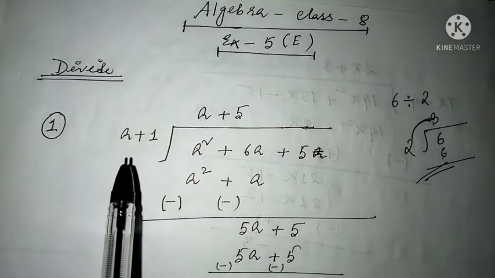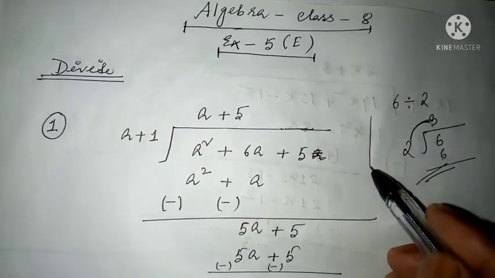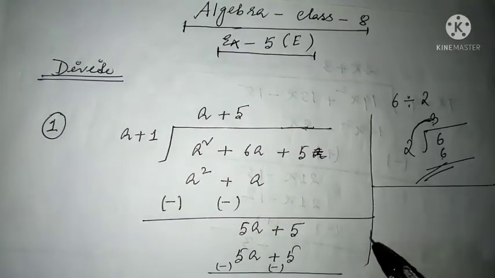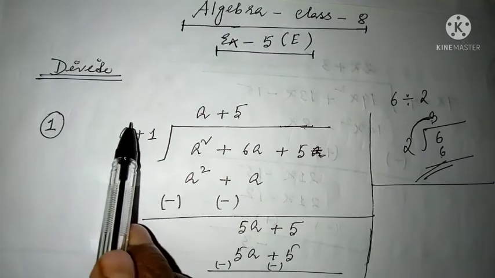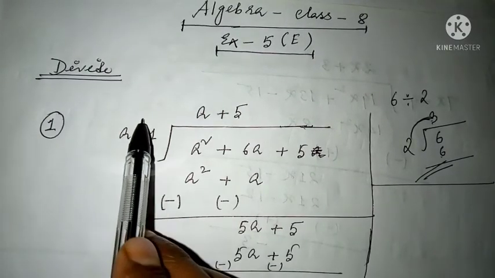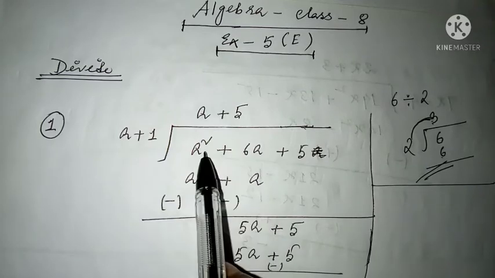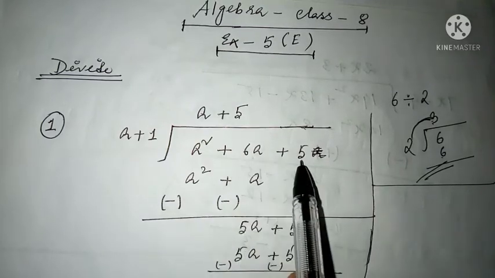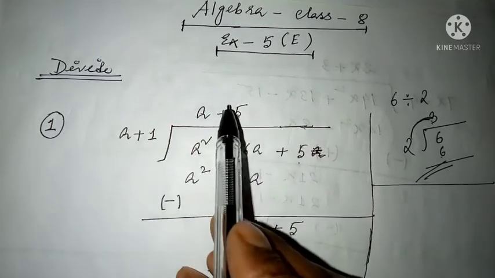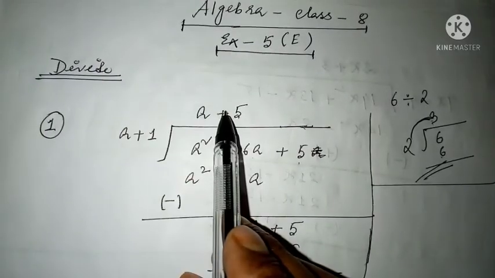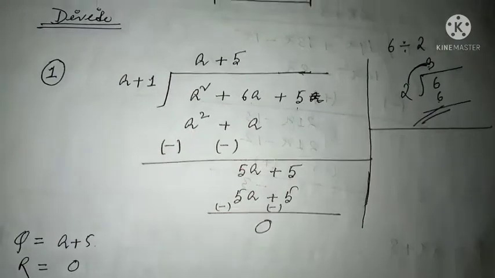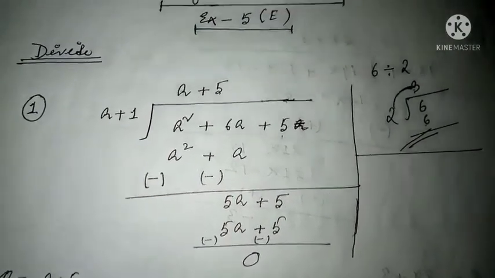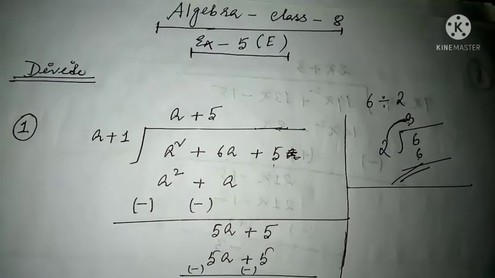You can see here, but here a little difference is there. The difference is that first of all, you should always know the first term of the divisor. This a plus 1 is called your divisor, and a square plus 6a plus 5 is your dividend. Here a plus 5 is the quotient, and here this 0 is the remainder. Now you can see how to perform this division operation here.